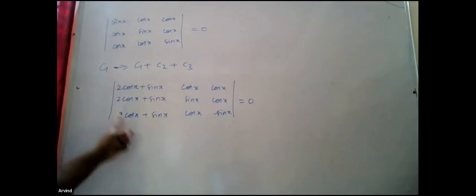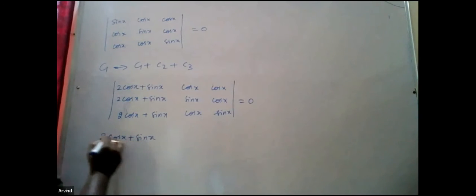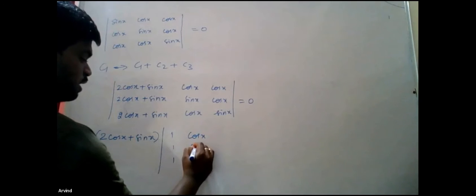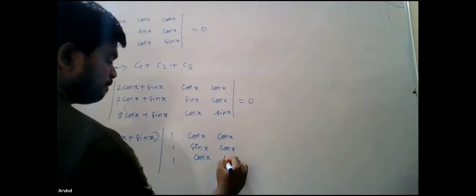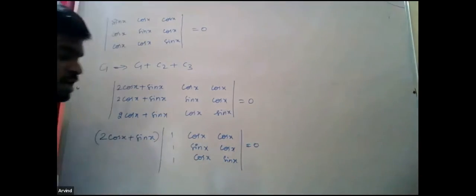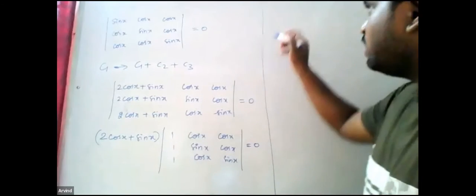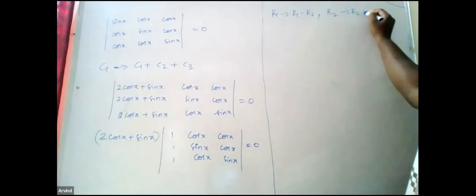So this is equal to 0. Now we can take this common: 2 cos x plus sin x taken outside. So it will be 1 1 1, cos x, sin x, cos x, equal to 0. What will be the next transformation? Once all the ones have come, we should look to make zeros. So now R1 will be R1 minus R2, and similarly R2 will be R2 minus R3.